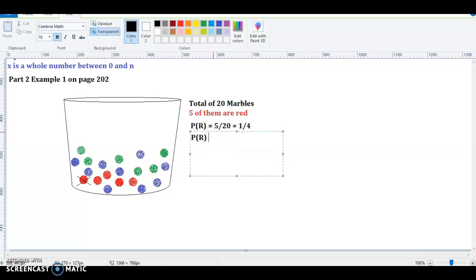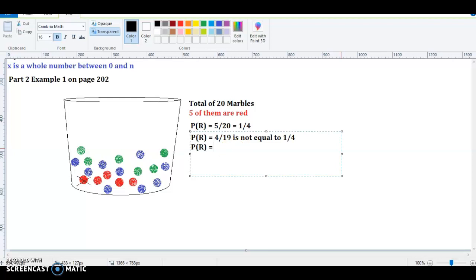Now we have 4 red marbles to select from, and 19 total, because we took that marble out. So 4 out of 19 is clearly not equal to our probability of 1/4. In other words, the probability of success changes from trial to trial. Then we can do this again.